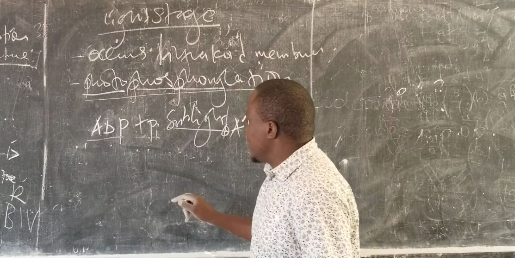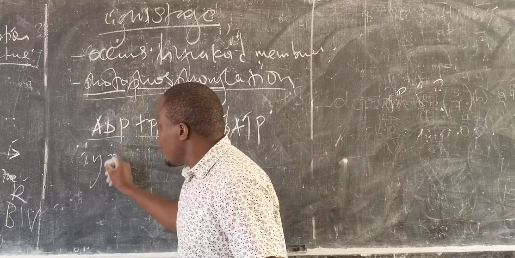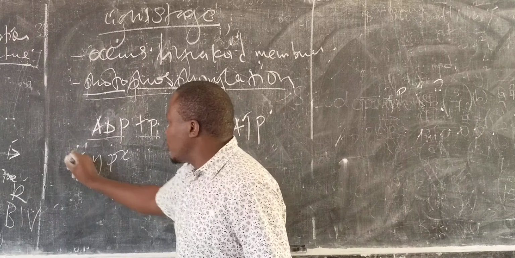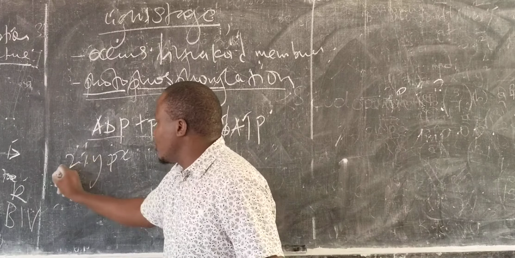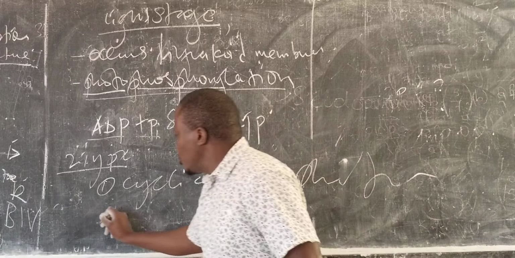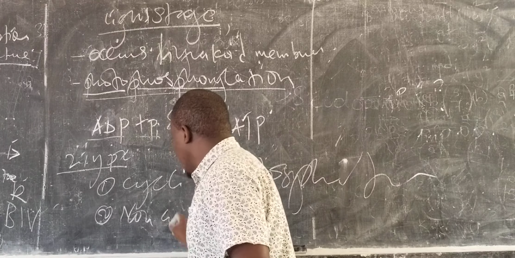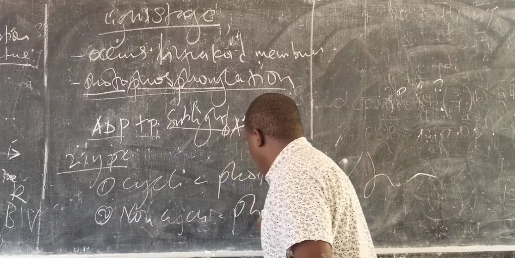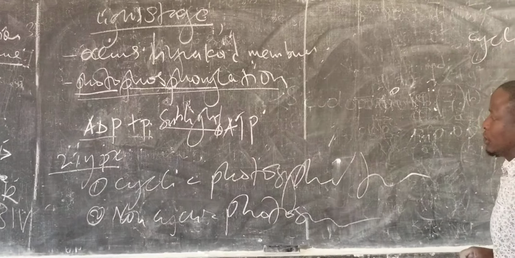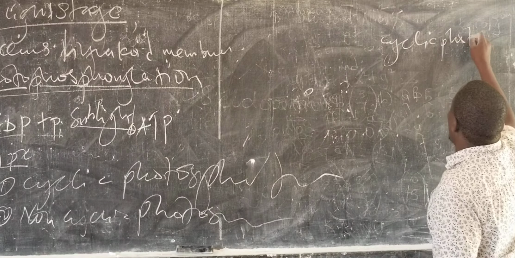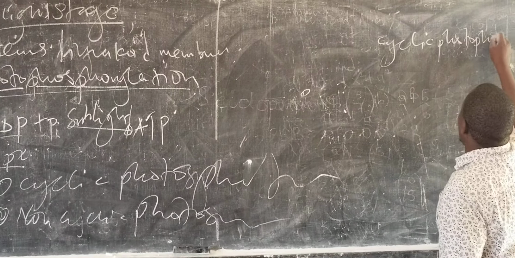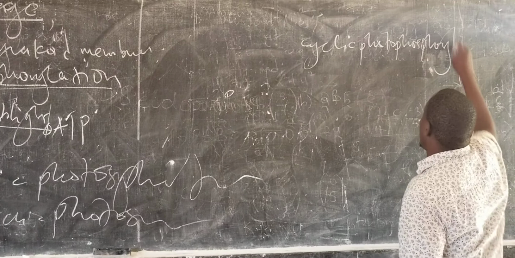I want to mention that there are two types of phosphorylation. Number one is cyclic phosphorylation, and number two is non-cyclic phosphorylation. I want us to understand what cyclic phosphorylation is. Cyclic phosphorylation.